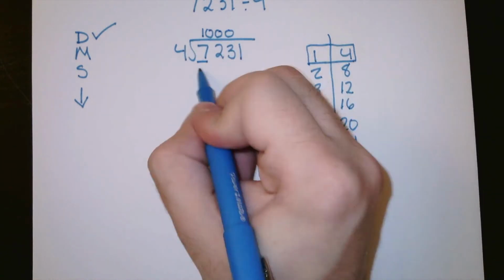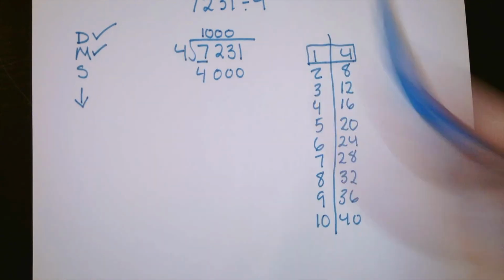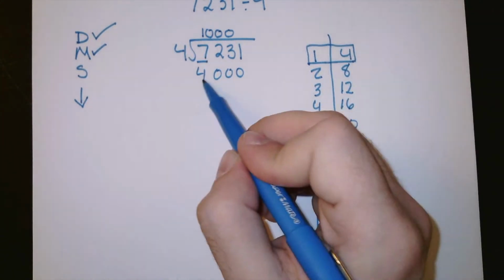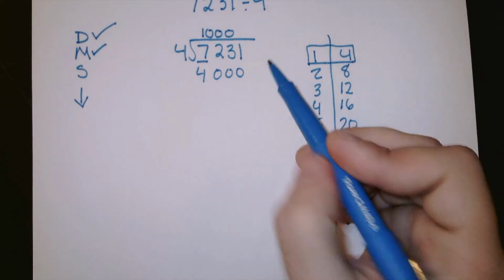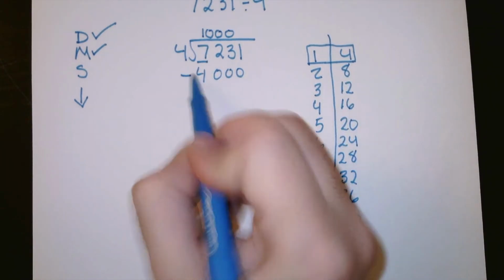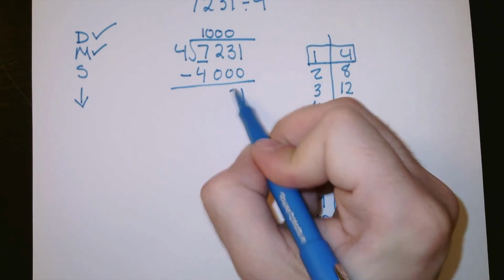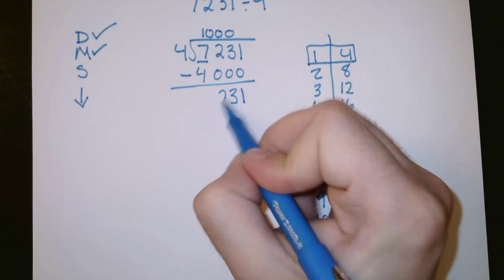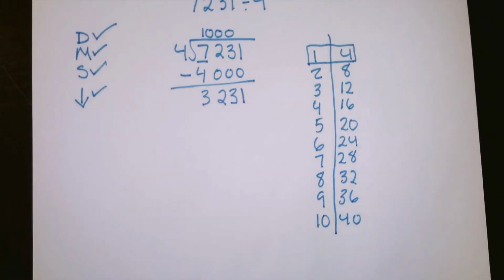All right, let's multiply. 1,000 times 4 equals 4,000. There we go. Multiplied. See that 4 here? There's that 4 again. That 1, that 1. See how this list comes into play with our division. All right, so now we're going to subtract. 1 minus 0 is 1. 3 minus 0 is 3. 2 minus 0 is 2. And 7 minus 4 equals 3. All right, that was subtract and bring down.